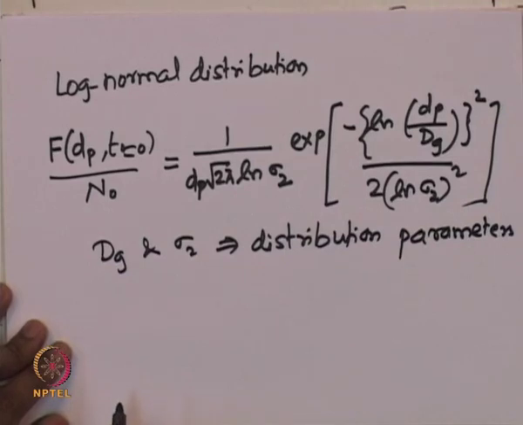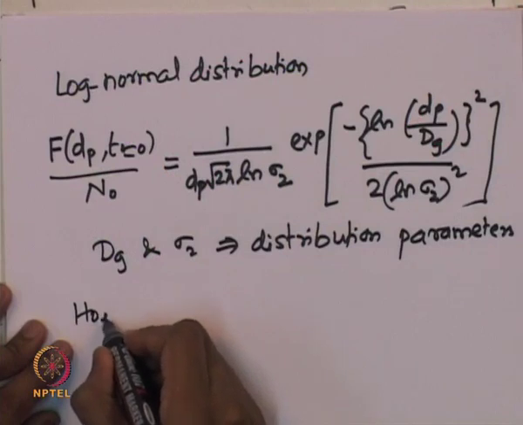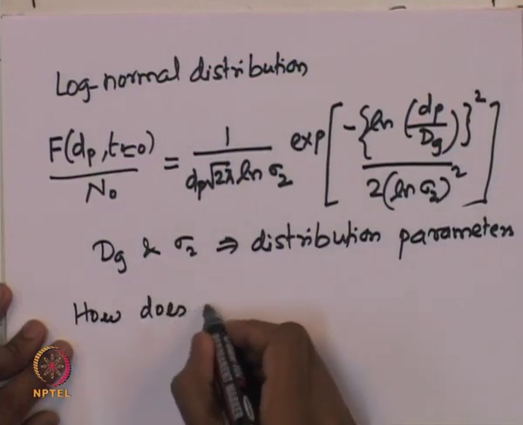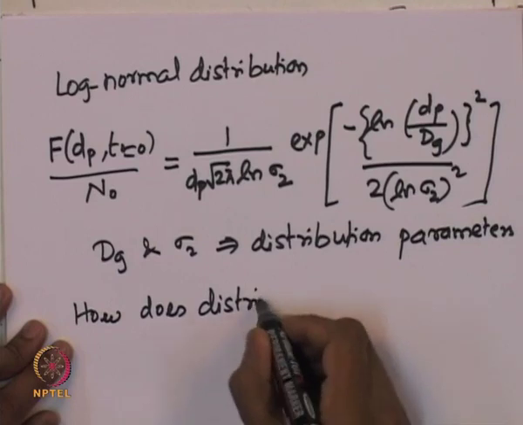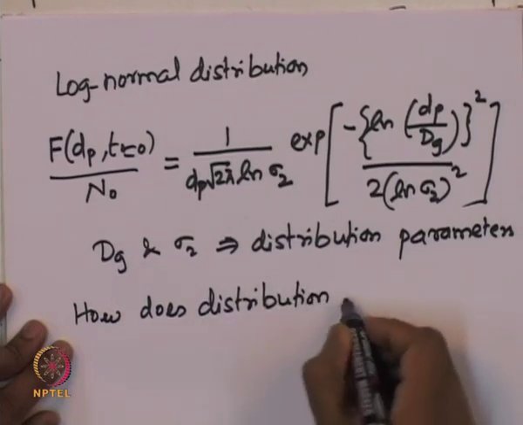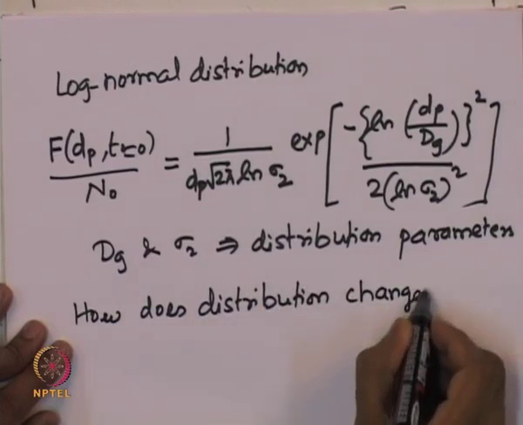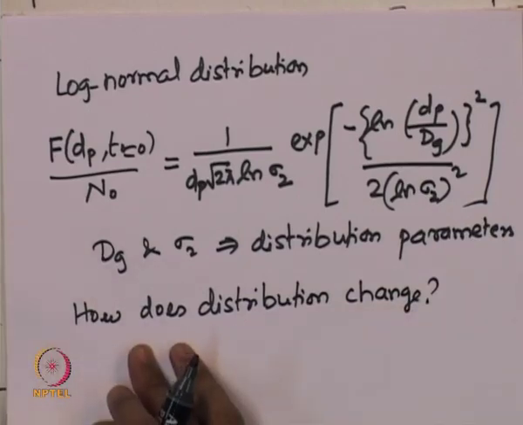These are the distribution parameters. So now the question is, in order to find out the dissolution time of the particles in this polydispersed system, we need to find out how the distribution itself changes. Instead of monitoring every drug particle, it's better to monitor the population itself. So the question is, how does the distribution change? That's what we are going to look at.